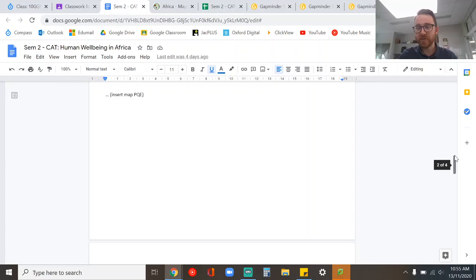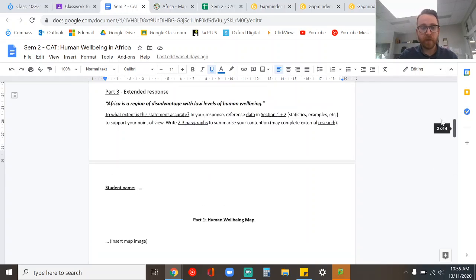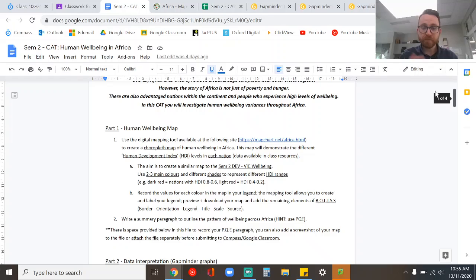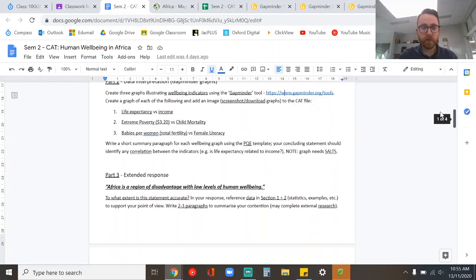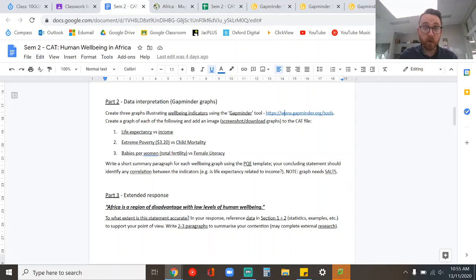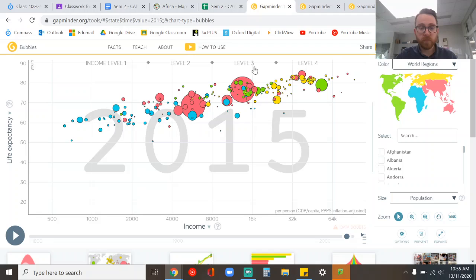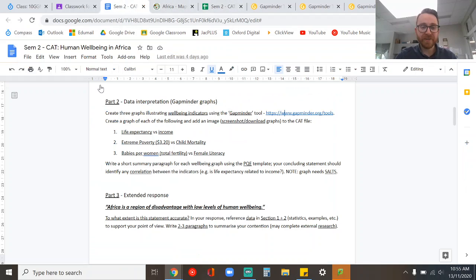So most of you guys got up to the PQE paragraph on Thursday, which is a good effort. Today you need to finish that off and start looking at Part 2. So the aim for Part 2, the aim for this lesson, is to start completing these human well-being graphs. So using the Gapminder tool, which we have used in the past, you guys are going to look at the following well-being indicators and compare how they are related.